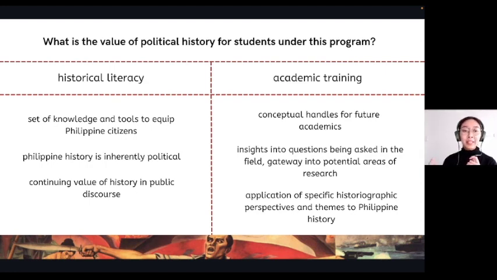And then we know that Philippine history is inherently political because it has a way of swaying political opinion. And we know that there's continuing value of history in public discourse, as we saw in the recent elections. So, what can we do in order to contribute, or even if not contribute, what can we do in order to survive, diba? Given our climate? How do we become autonomous critical thinkers? We're still able to maybe inform other people when they want to listen to us.